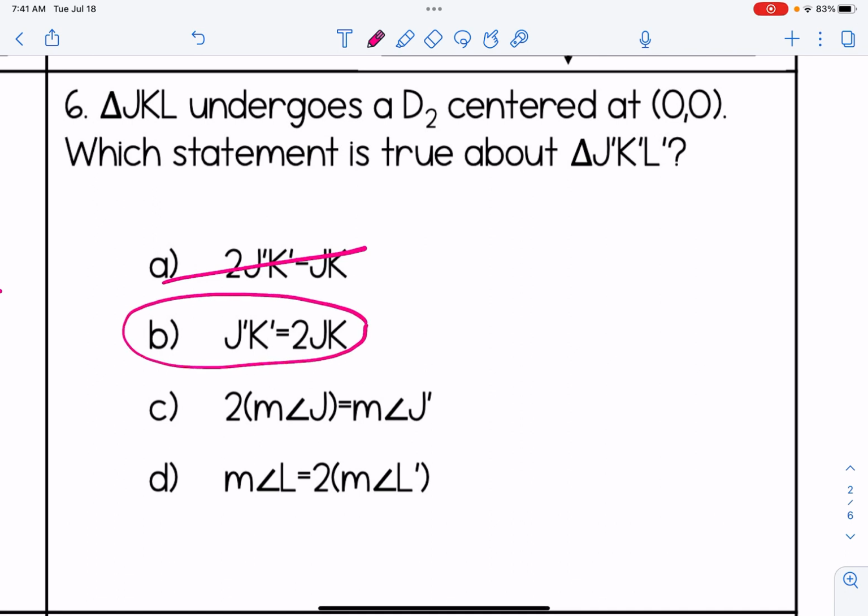But let's also talk about why C and D are automatically incorrect. Angle measure is always preserved, so angle measure never gets multiplied by anything, so C and D cannot possibly be correct answers.